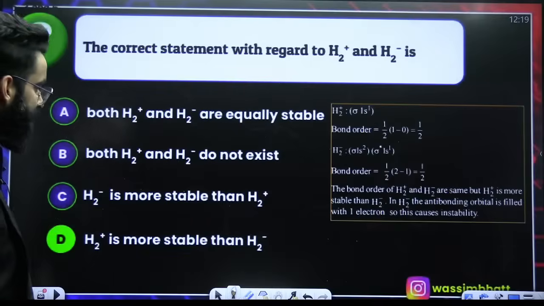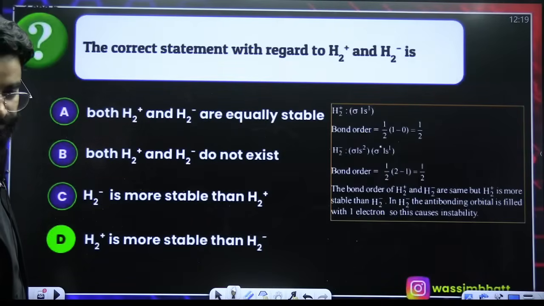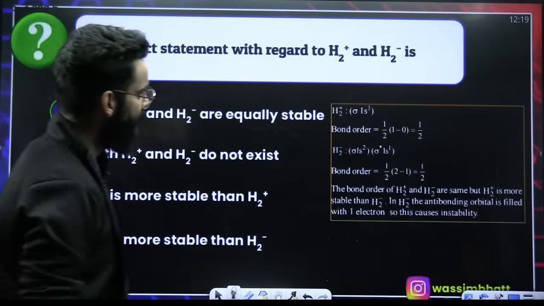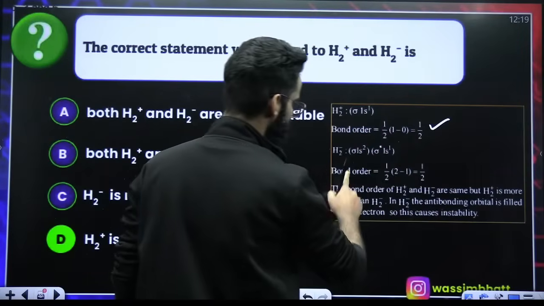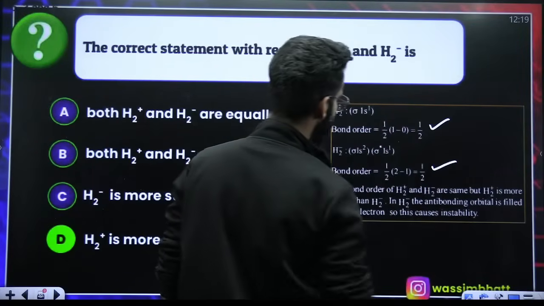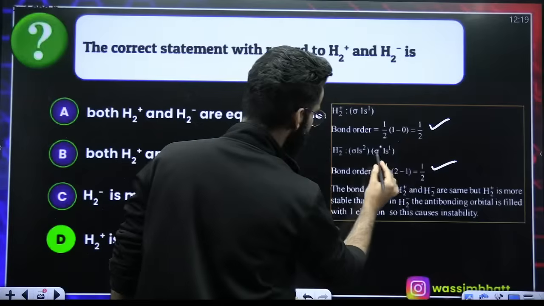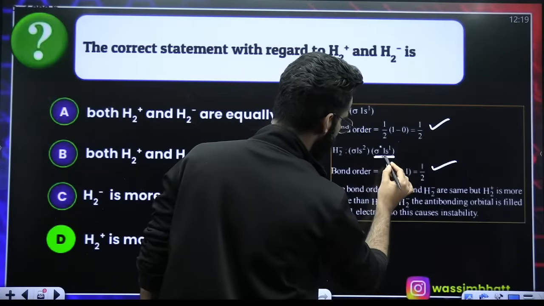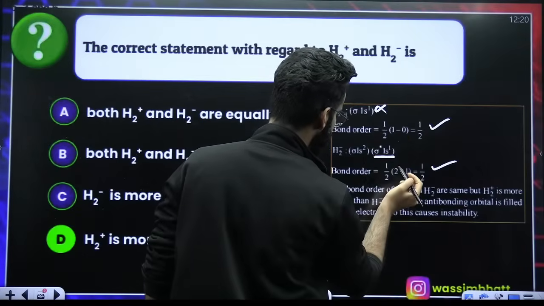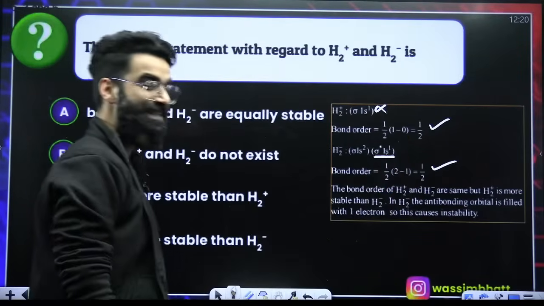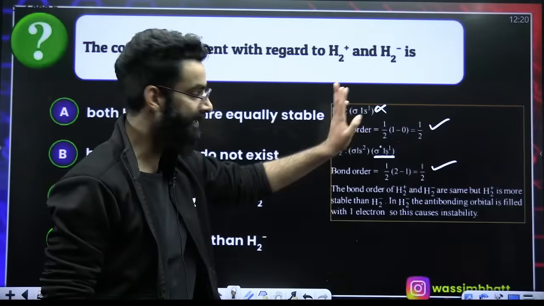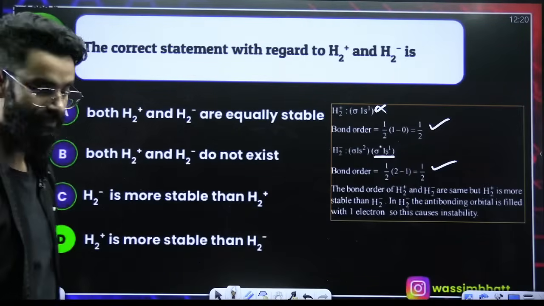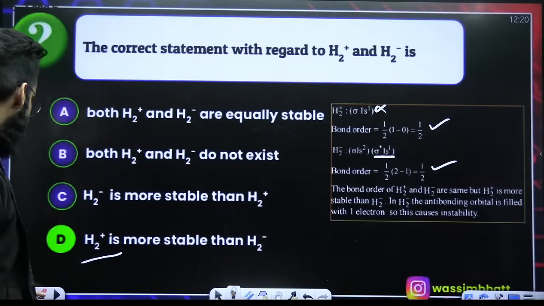Majority is saying option C. It is option D. If you calculate the bond order of H2 positive, it comes out to be 1 by 2. Bond order of H2 negative is also coming out to be 1 by 2. But in case of H2 negative, there is an antibonding electron. Here you do not have any antibonding electron. More the antibonding electrons means lesser the stability. So H2 negative is less stable than H2 positive. So H2 positive is more stable, right?